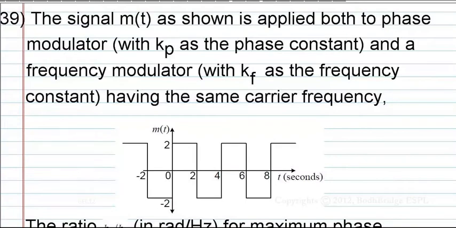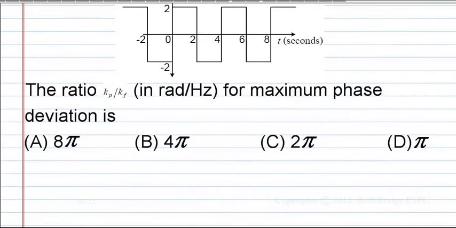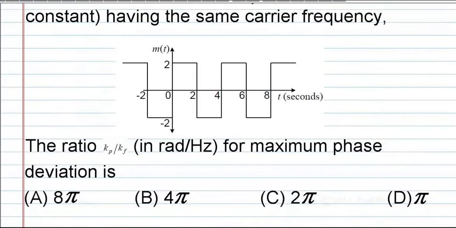A signal m of t as shown is applied both to a phase modulator with Kp as phase constant and a frequency modulator with Kf as frequency constant, having the same carrier frequency. The ratio Kp by Kf in radian per hertz for maximum phase deviation is. The options are 8 pi, 4 pi, 2 pi and pi.